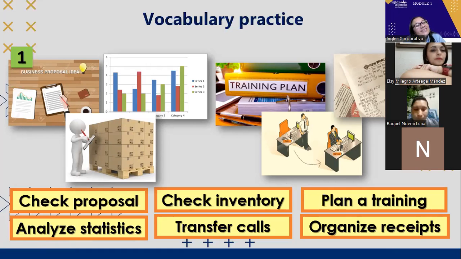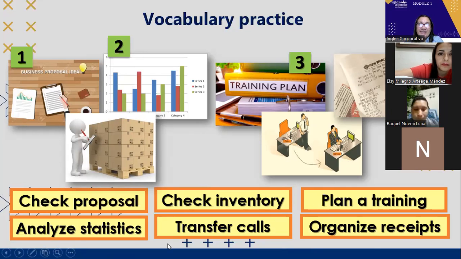So let's see. Number one, what is the idea in the picture number one? From this vocabulary, what is the correct name of the vocabulary for picture number one? Check proposals. Okay, check proposals, right? That is the correct one, of course. For number two? Analyze statistics. Okay, analyze statistics. That's the correct one, definitely. For number three? Plan a training, okay? So you start making the documents, the folders, the attendance, organizing the agendas of the activities for the training, right? So that is number three, that's right.